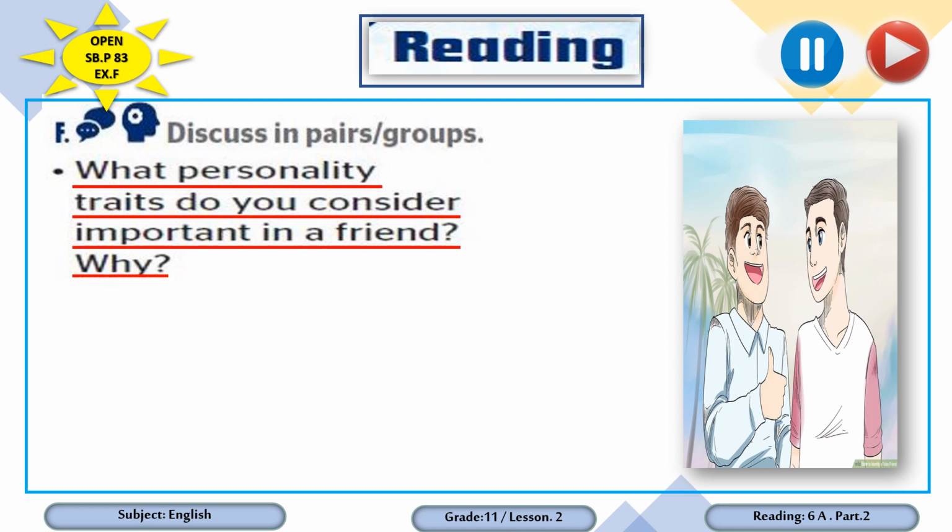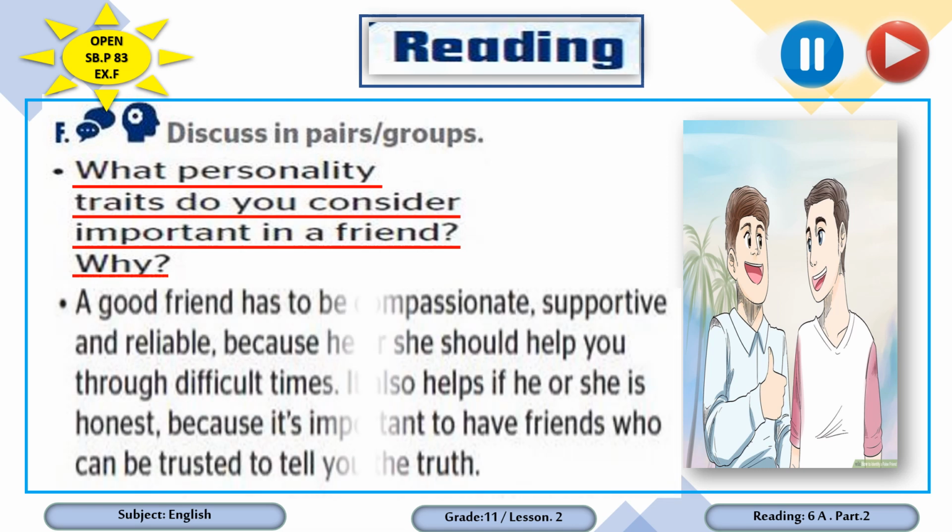Okay, now it's time to read the suggested answer. A good friend has to be compassionate, supportive, and reliable because he or she should help you through difficult times. It also helps if he or she is honest because it's important to have friends who can be trusted to tell you the truth. So, the qualities that have been mentioned here are compassionate, supportive, reliable, and honest.